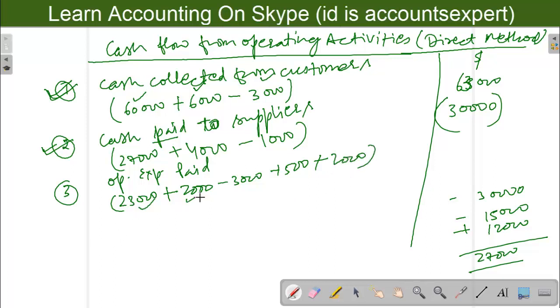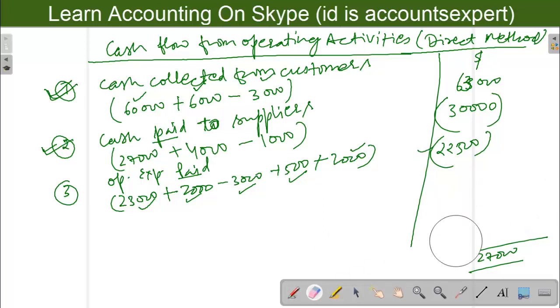Now see the result. 23 plus 2, 25. 25 plus 2, 27. And 27 minus 3000, 24000. And 24 minus 1500, so I think it will come 22,500. And we paid the money, so that's why this figure will be shown in the bracket. Let me check again. 23 plus 2, 25, 25 minus 3, 22 minus 1500, 20,500 plus 2000, 22,500. Yes, correct. Understood?